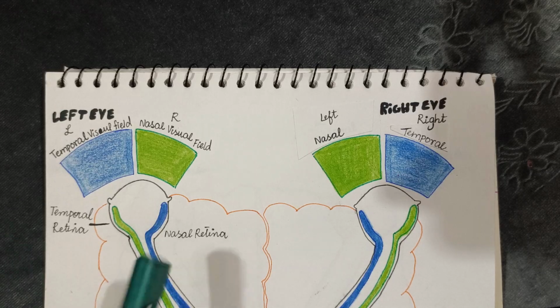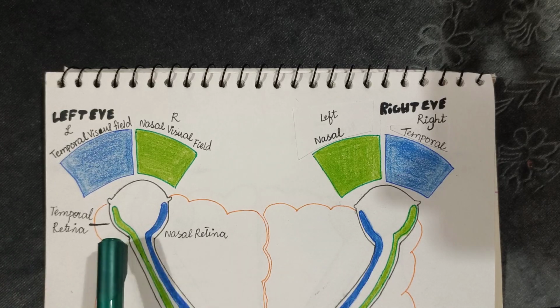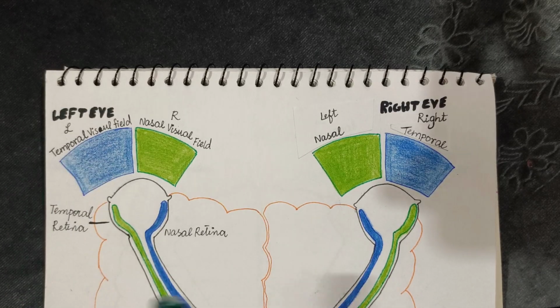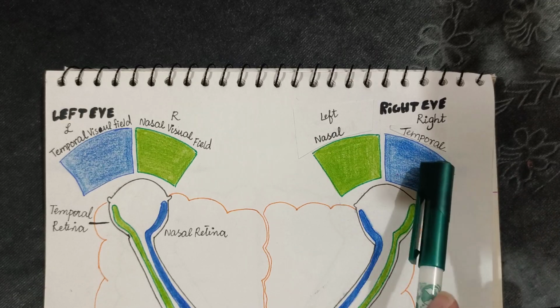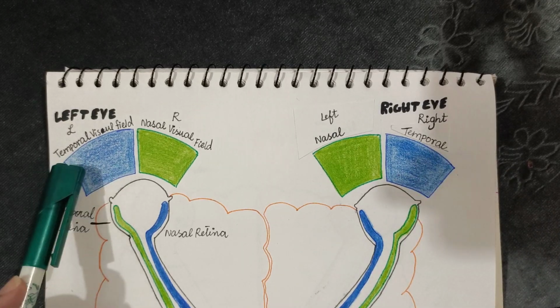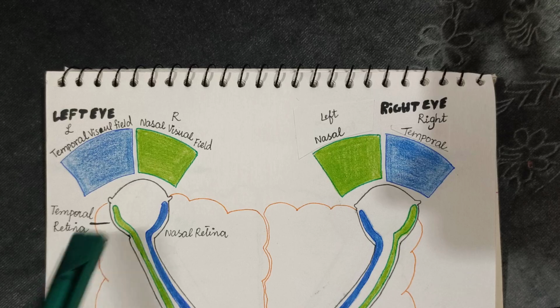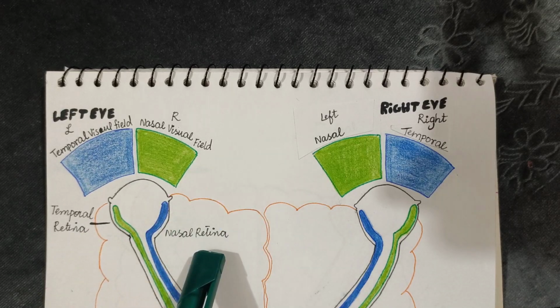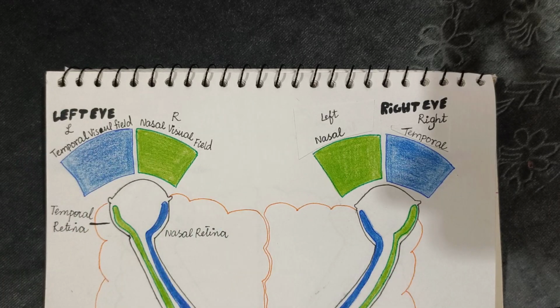Okay, so this is your nasal retina, and this is your temporal retina of the left eye. And same on the right eye, this is the temporal retina. This is your temporal visual field, this is your temporal retina. This is your nasal visual field, this is your nasal retina. Left eye, and same on the right side.